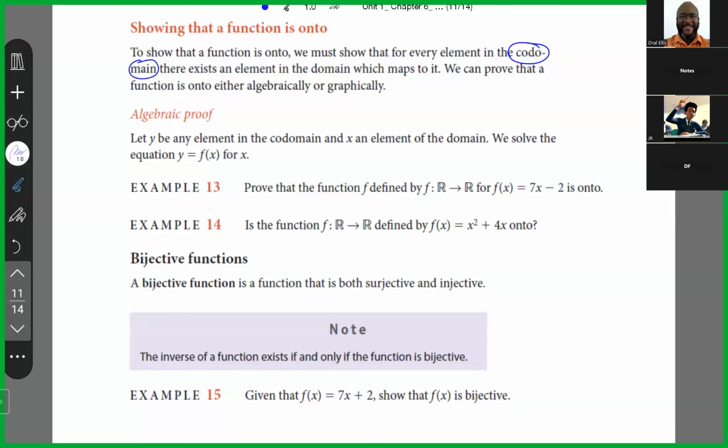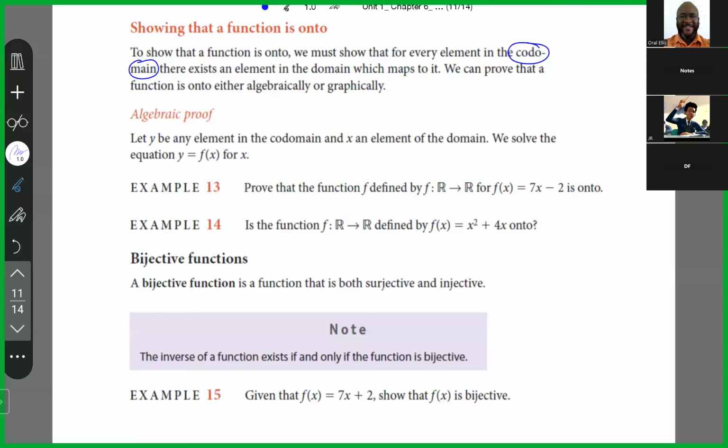All right, so lastly, we're going to talk about the bijective function. Now, a bijective function is a function that is both surjective, which is onto, and injective, which is one-to-one. All right, here's a note. The inverse of a function exists if and only if the function is bijective. So we can only find the inverse of a function that is bijective.